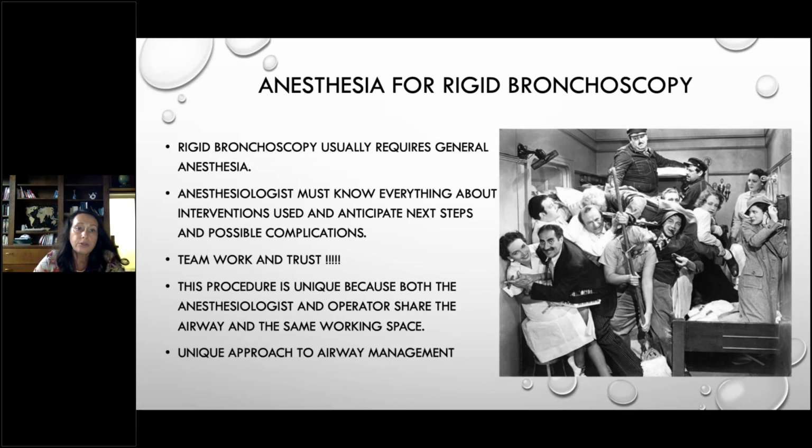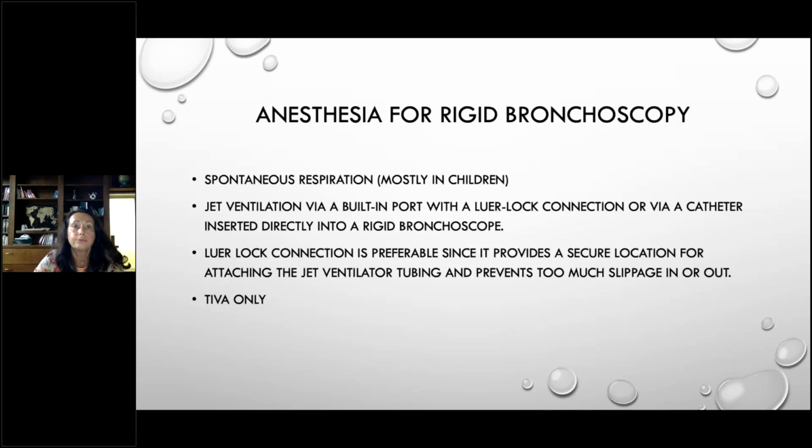So there's also a very unique approach to airway management, because we cannot just put in an airway and forget about it. So how can we approach the airway management for rigid bronchoscopy? One of them is spontaneous respiration, which can be done in children, but it's not necessarily easy to do in adults. Most adults will require muscle relaxation to perform endotracheal intubation with the bronchoscope safely. Now, with the bronchoscope, we have to use either jet ventilation or negative pressure ventilation.